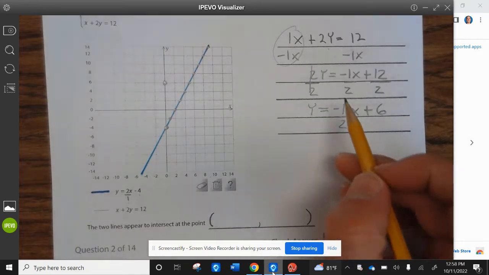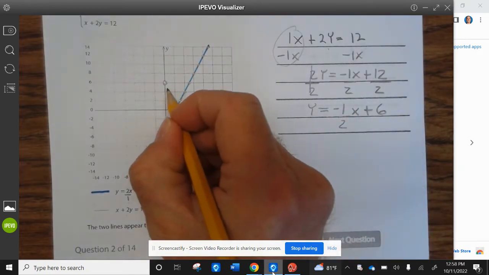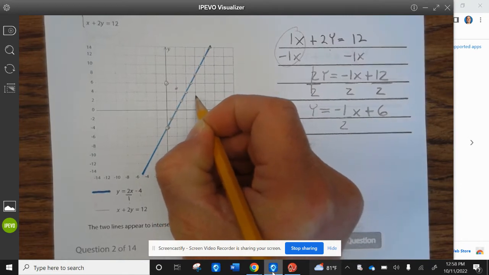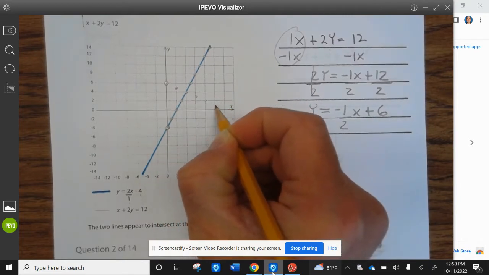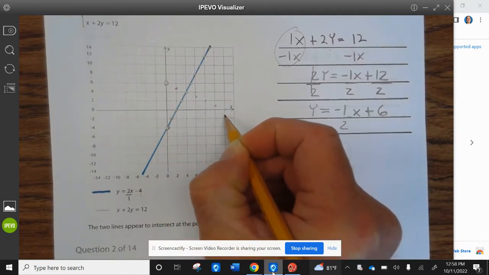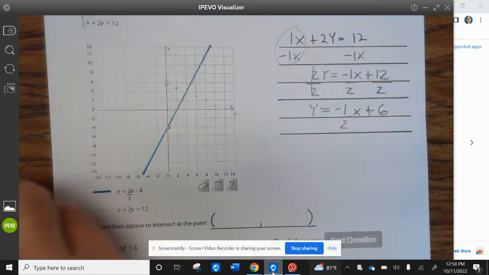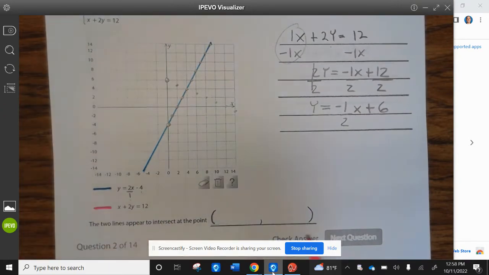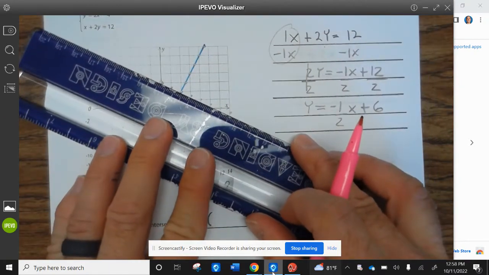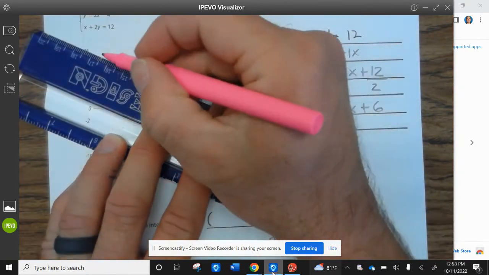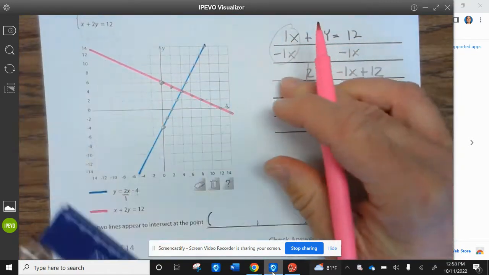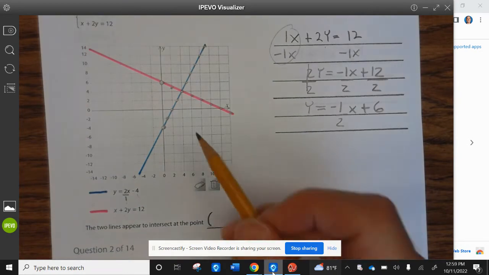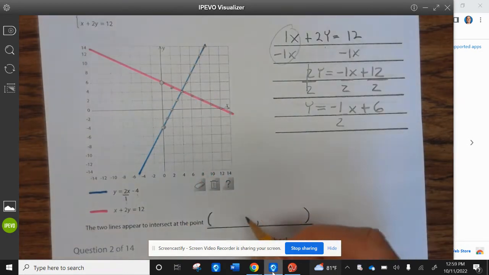Okay, and then this one we go down 1 to the right 2, and repeat down 1 to the right 2 across the graph. Graph this line in pink. All right, so our point of intersection is our solution, which looks like 4, 4.